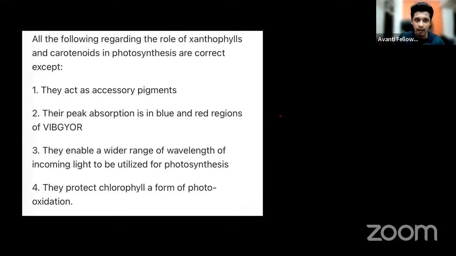All the following regarding the role of xanthophylls and carotenoids in photosynthesis are correct, except: they act as accessory pigments. Second one is their peak absorption is in blue and red regions of Vibgyor. They enable a wider range of wavelength of incoming light to be utilized for photosynthesis. They protect chlorophyll A from photooxidation. So here you have your options, okay? And unfortunately, you have to type your answer in the chat box, and you have 1 minute to solve this question, all right?